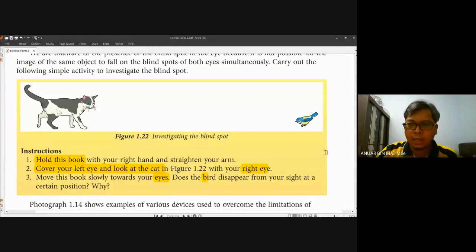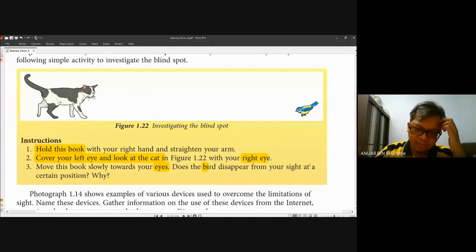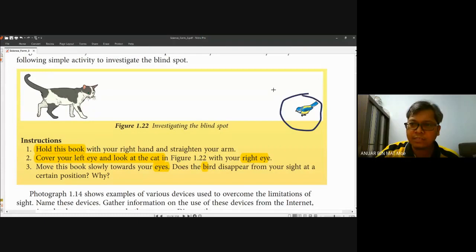And then one of the objects here, whether it is the birds or the cat, will disappear from your eye. After you do the experiment, you can ask me, and you tell me whether you can see or cannot see the birds here. If you do it correctly, according to the steps here, the bird image will disappear from your eye.